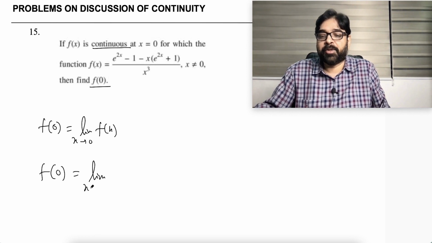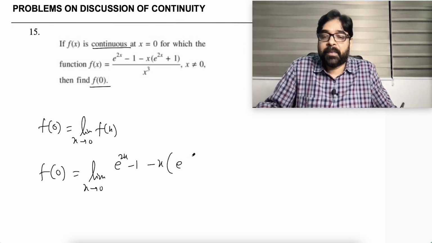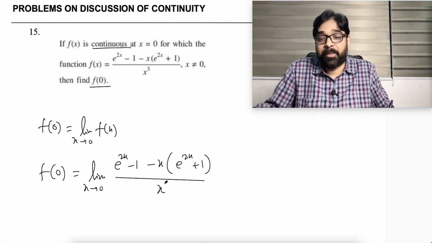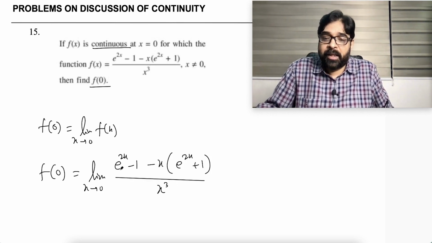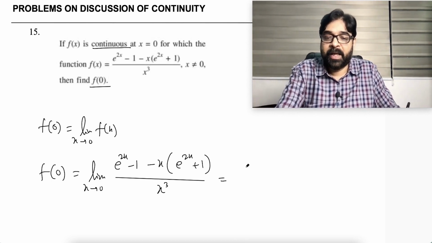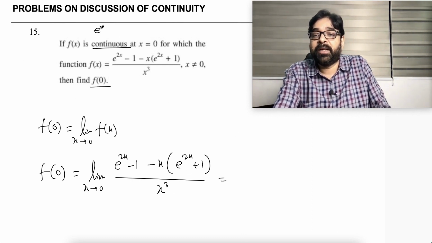So limit x approaches 0, e power 2x minus 1 minus x e power 2x plus 1, divided by x cube. I am going to do the approximation directly. I am writing the series of e power 2x, up to x cube. E power x series, you remember? E power x is 1 plus x plus x square by 2 plus x cube by 3 factorial, means 6.